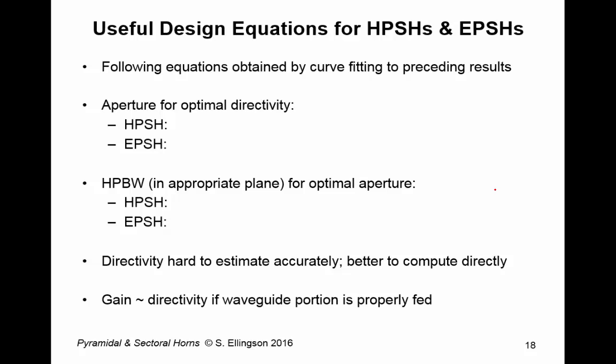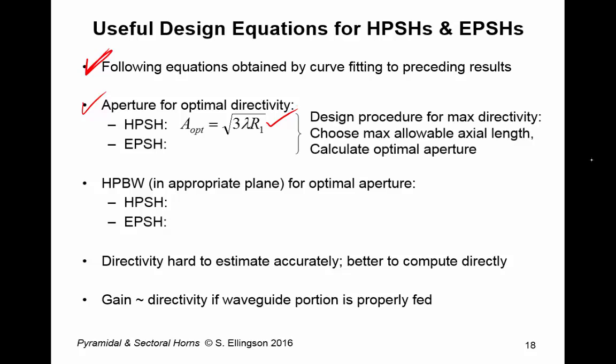Okay, so useful design equations for H-plane sectoral horns and E-plane sectoral horns. We already worked it out for the H-plane sectoral horn, and I'd just like to repeat it for that type of horn here, just to put everything in the same framework. First, note that the following equations are obtained by curve fitting to the results that I've already shown you. Then we compute an aperture for optimal directivity. For the H-plane sectoral horn, it turned out that the optimum aperture, A opt, was the square root of 3 lambda R1. If we want to achieve maximum directivity, then we choose the maximum allowable axial length, and then we compute the optimal aperture. That's the way it goes.